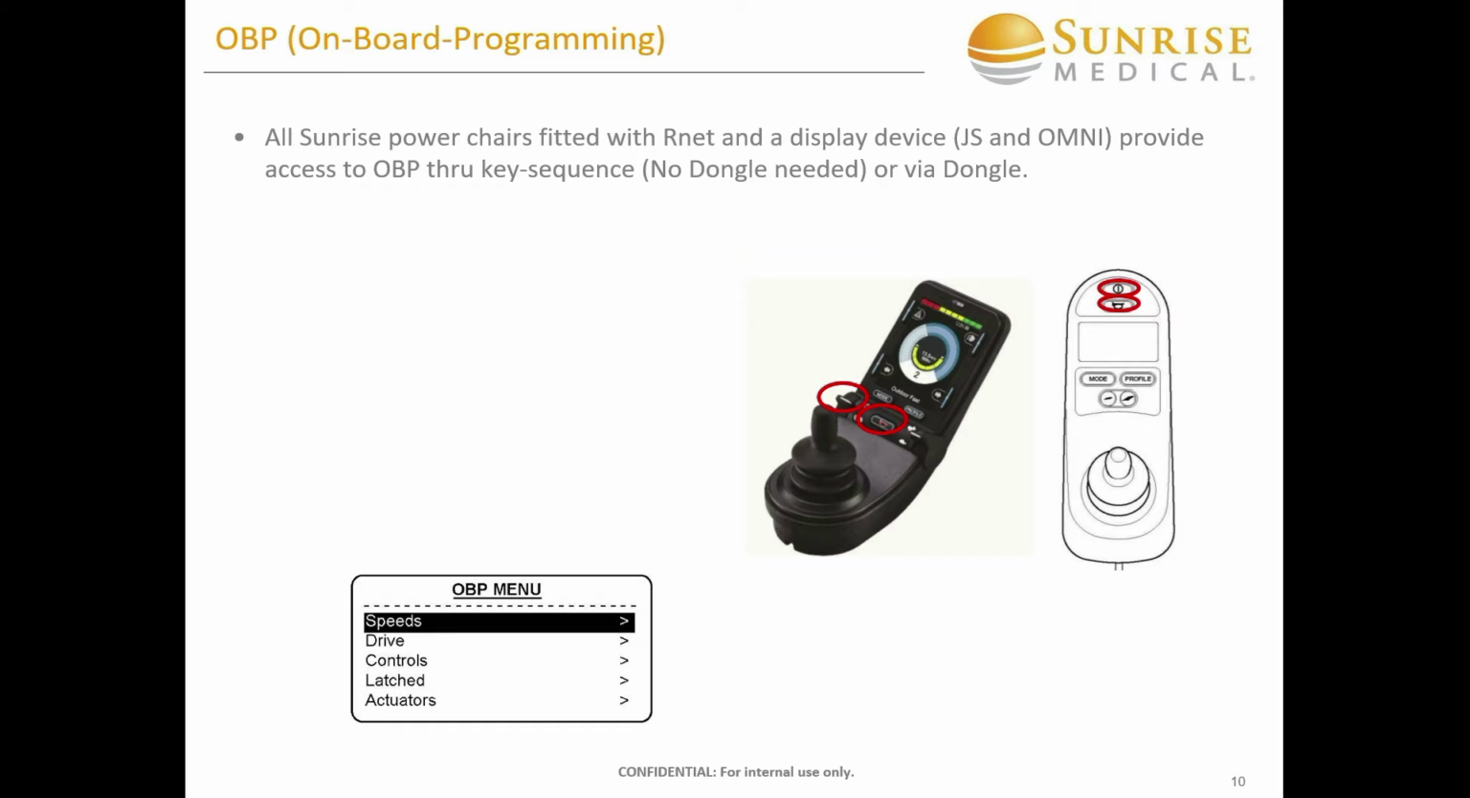For Sunrise, we say we want people to be able to access onboard programming even if they do not have a dongle. So all Sunrise power chairs that are fitted with RNet and a display device, it does not work with an LED, but if you've got a display, whether it's a CJSM1, a CJSM2, or an Omni, we will provide access to onboard programming through a key sequence. You do not need a dongle, but you can still get to it with a dongle as well. If you plug in a dongle and you forget the sequence, all you do is plug the dongle in. You will have access to onboard programming as well.